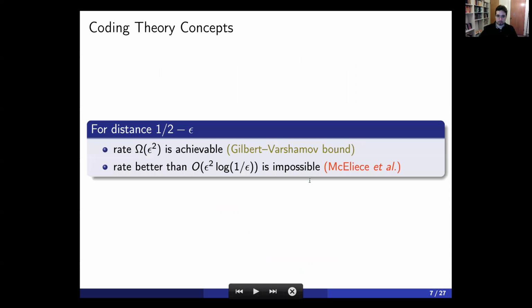Okay, very good. And more concretely, what the GV bound tells us is that rate epsilon squared is possible, and you cannot do much better. So for instance, the best that you could do potentially would be an extra log 1 over epsilon factor. So in this sense, the GV bound is near optimal for us.